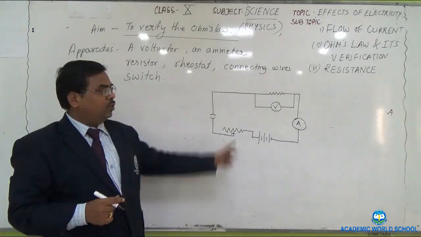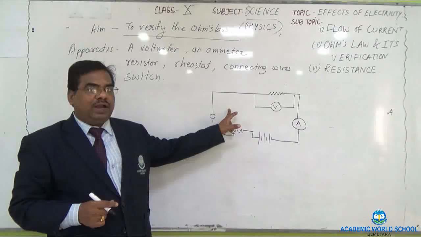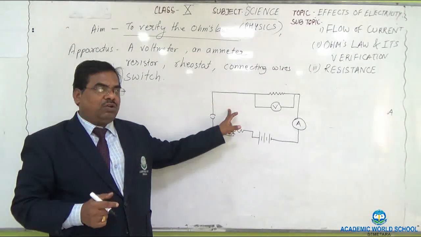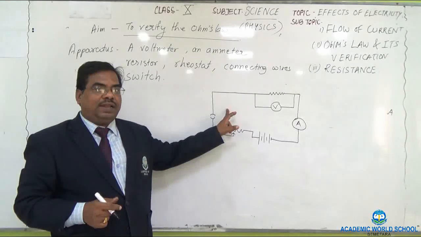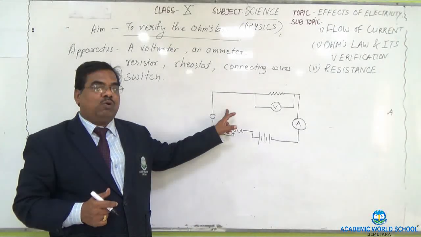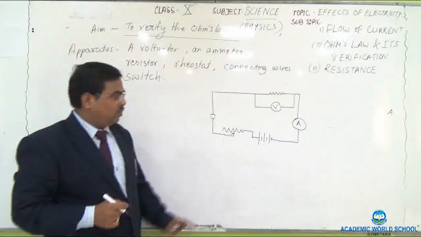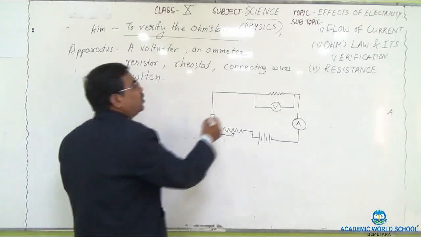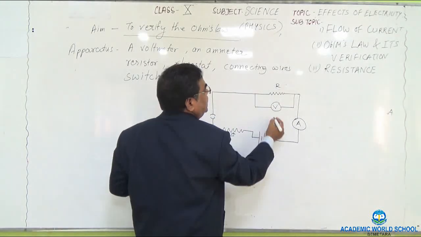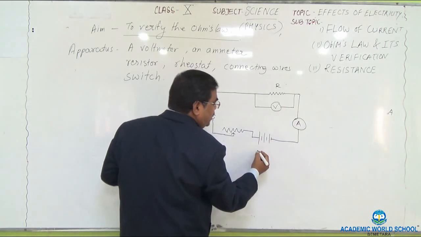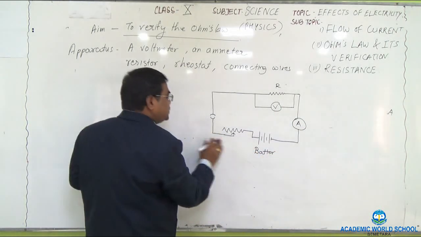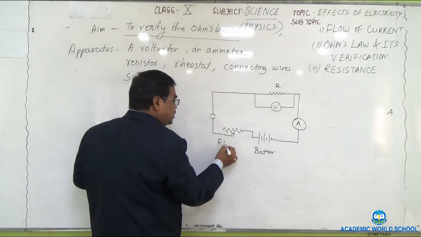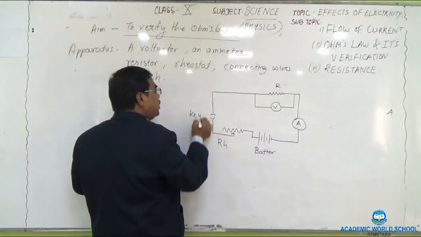Students, look at the diagram and draw it neatly in your notebook. This is called the circuit diagram for verification of the Ohm's law. Let me label it for you. This is the resistance, this is voltmeter, ammeter, here is a battery, this is rheostat, and this is your key.